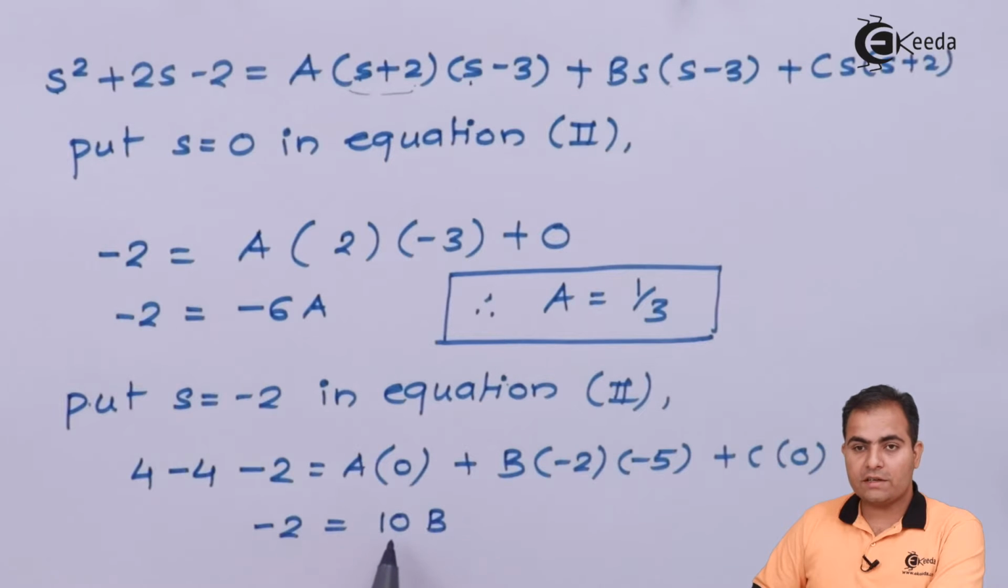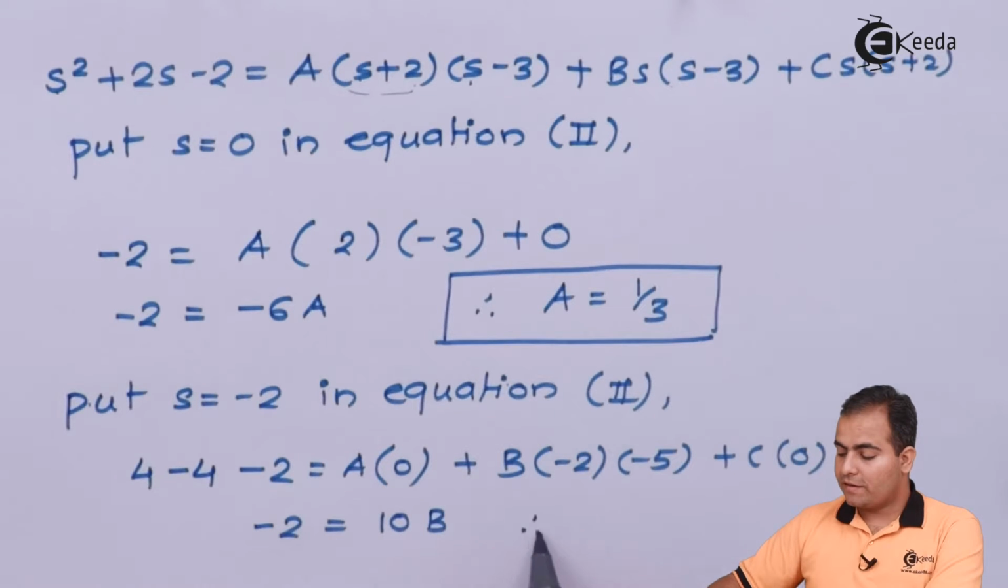Now just shift this 10 to the left hand side. What will we get? Minus 2 by 10. The answer is minus 1 by 5.